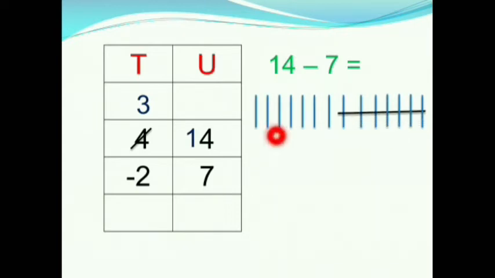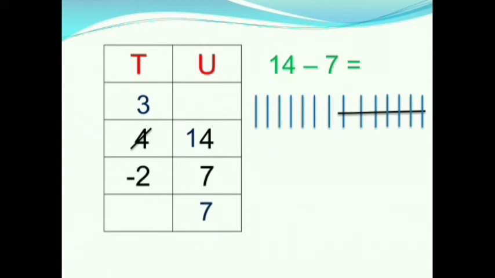Now how many lines are remaining? 1, 2, 3, 4, 5, 6, 7. 7 lines are remaining. 14 minus 7 is equal to 7. Write 7 in units place.